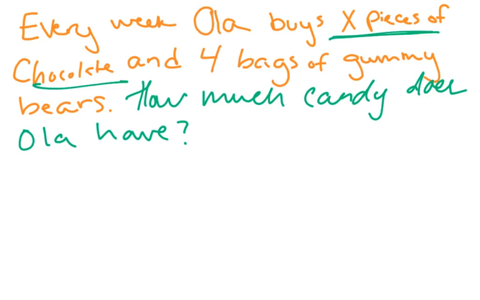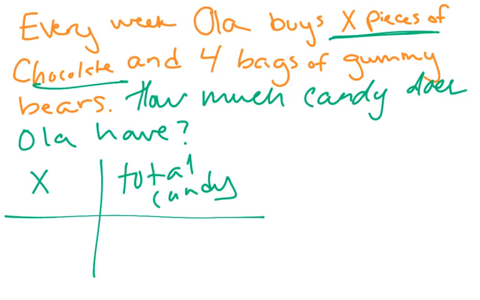So here we got to make some stuff up. X pieces of chocolate, total candy. Let's say that she only buys 1 piece of chocolate today. And then she has her 4 bags of gummy bears. That's 5 total pieces of candy. But let's say she's being nice. She's going to get lots of candy for her sisters. Today she's going to get 10 pieces of candy plus her 4 bags of gummies. 14 total pieces of candy. The next day she's only going to get 3 pieces of chocolate plus the 4 bags of gummies. That's 7 total pieces of candy.